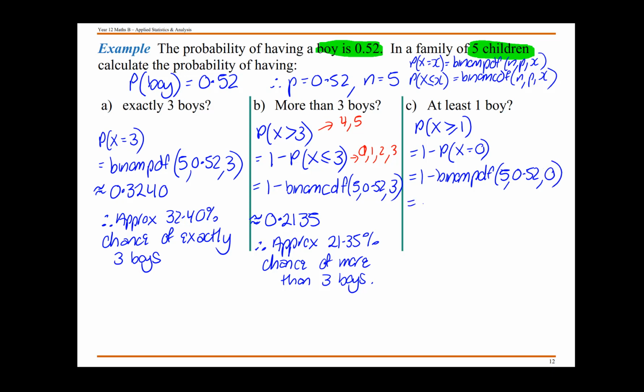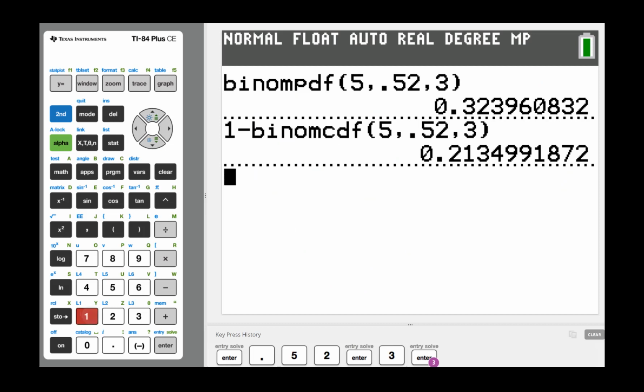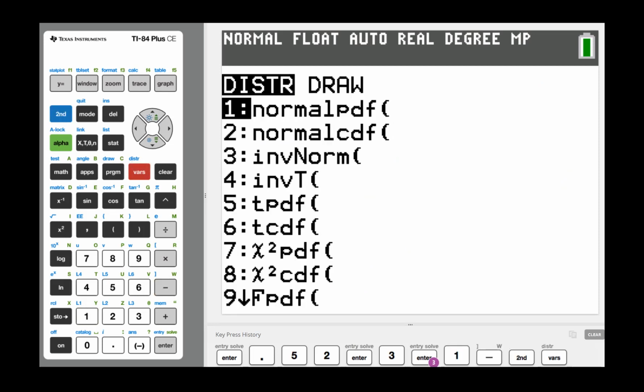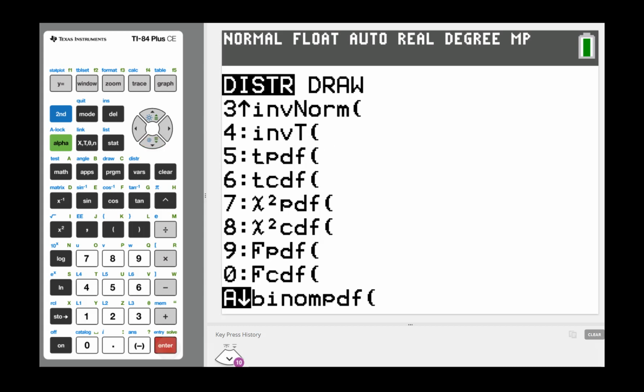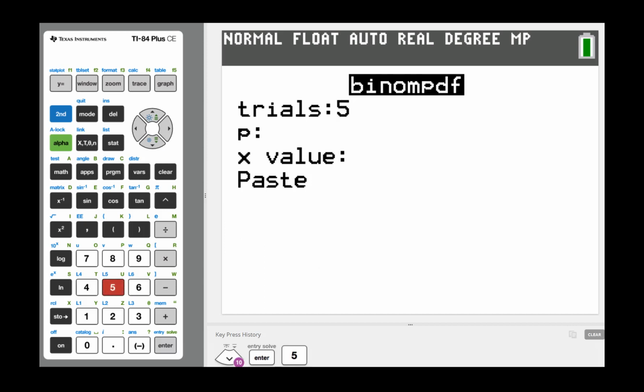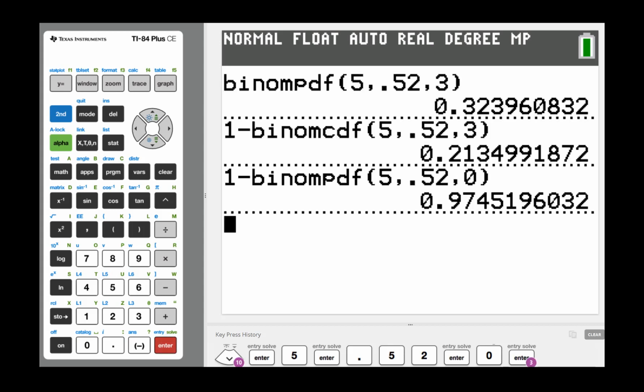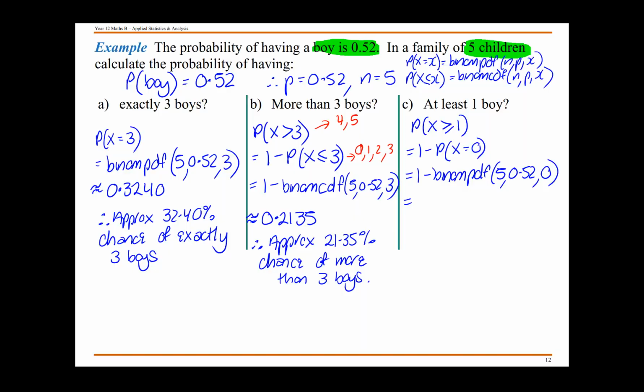So go to our calculator. 1 minus, second, vars. Scroll down. Enter. 5 trials, 0.52, and our value is 0. So 0.9745. Always make sure that this makes sense to you.